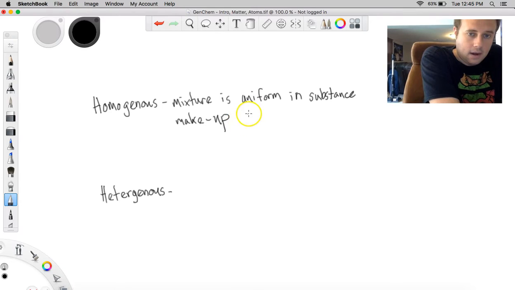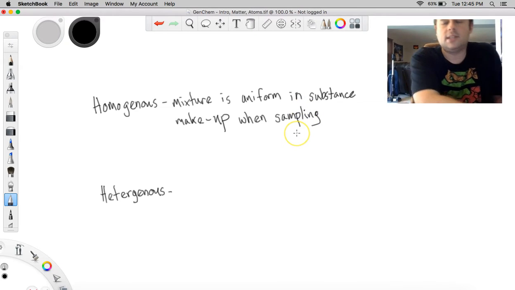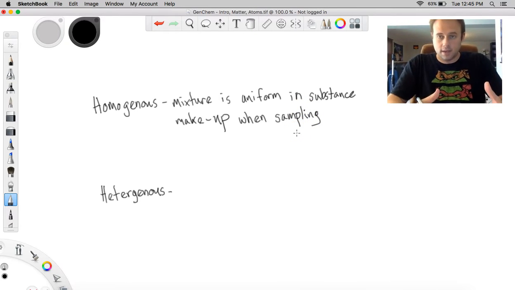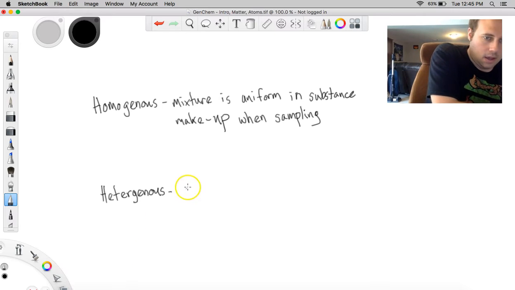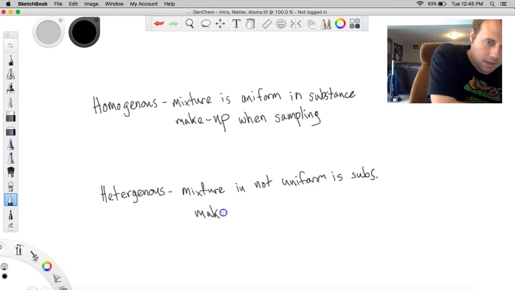However, I usually like to add: uniform in substance makeup when sampling. It is always uniform in its substance makeup, but the idea of sampling gives the best understanding of this. Now, heterogeneous is somewhat the opposite. Now we've got a mixture, and all you have to add is not uniform in substance makeup when sampling.